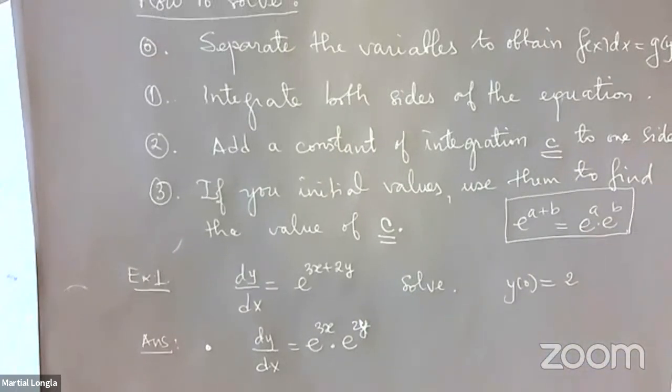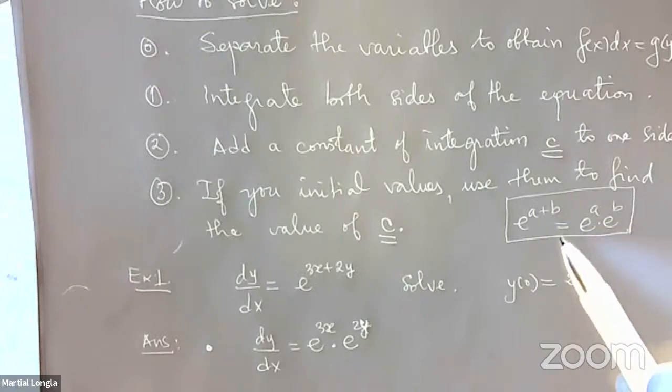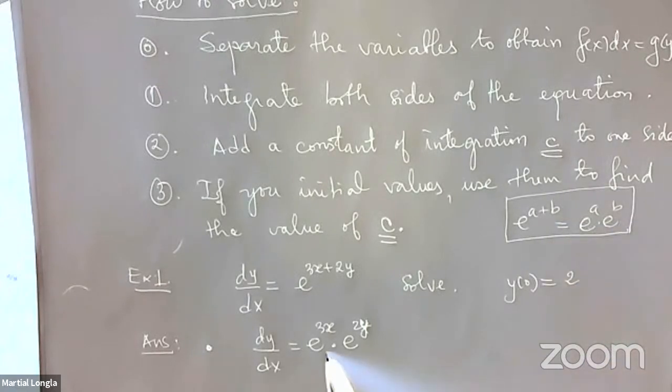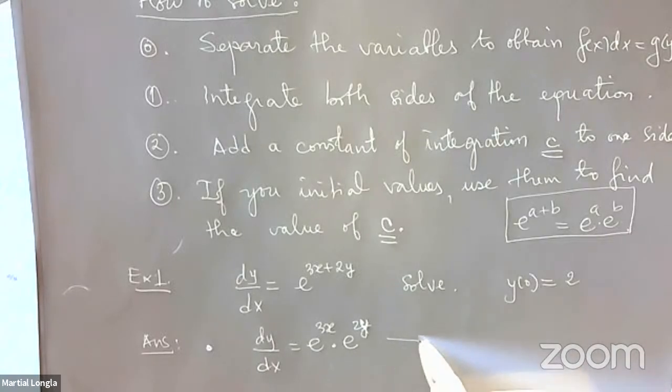All right, so e to the a plus b is e to the a times e to the b. That's what I'm using here. And then from here, I can separate these things. e to the y can go to the left-hand side, or I can send e to the x to the left, no matter what you want. You can do anything you want.